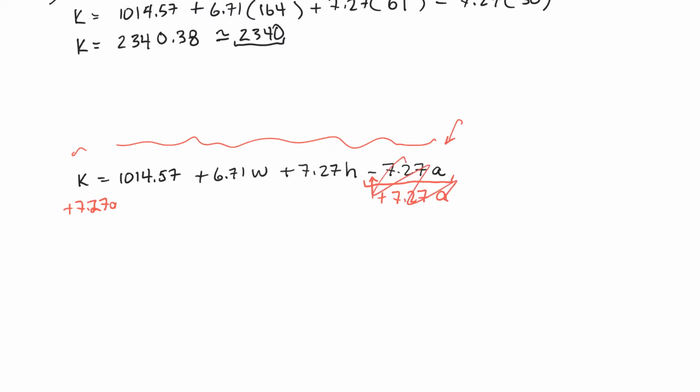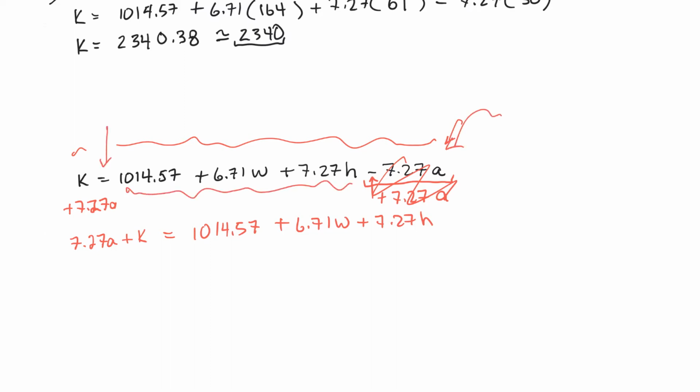So then I would have 7.27A plus K is equal to 1,114.57 plus 6.71W plus 7.27H. So now I've got it a little bit better. Right here, the A had a ton of other stuff on a side of the equal sign. And now all I have is a K and a 7.27 that I have to get rid of. Because my goal, like I said before, is to get A all by itself. In the end, it's got to be A equals something.